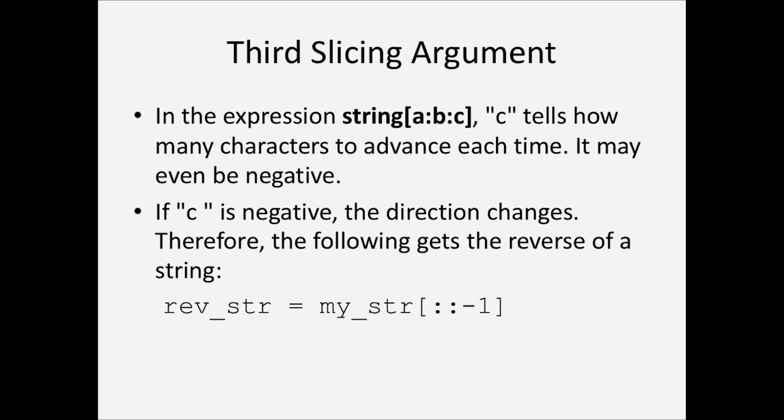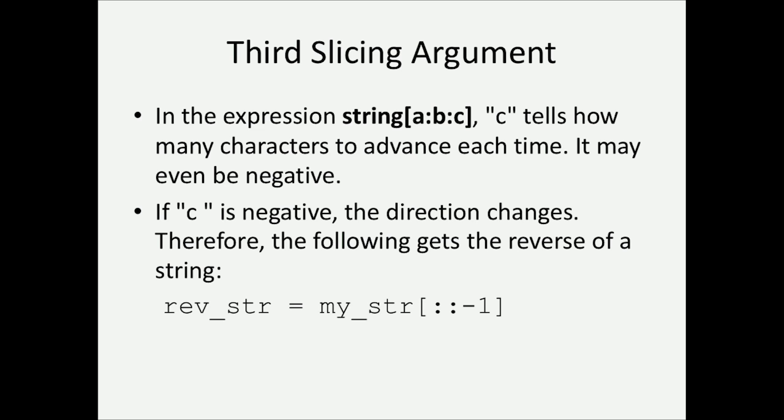But here's where it really gets fun. If C, the third argument, is negative, it actually changes direction, which means it goes backward through the string. So what if I leave the first 2 arguments blank, which means it's just going to go as far as it can, do as much as it can, but I put in that -1? What do you think it will do? What will it do if I leave everything blank, but put in -1 as the third argument? What in the world would that do? Well, if you think about it, it goes backward through the string. It will give me the reverse of the string.